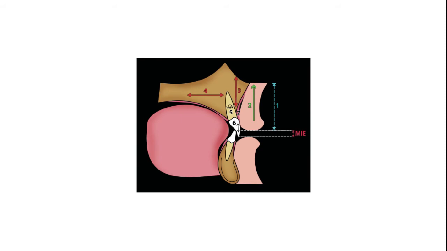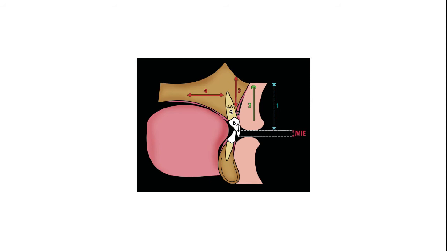Number 1. Upper lip height. Increased upper lip height will tend to reduce maxillary incisor exposure and vice versa. Upper lip height measured from subnasale to stomion superius is approximately 22 plus or minus 2 mm in adult males and 20 plus or minus 2 mm in adult females.